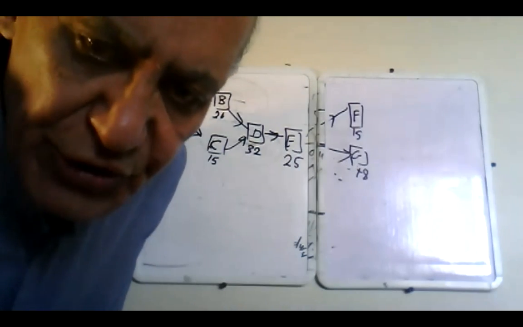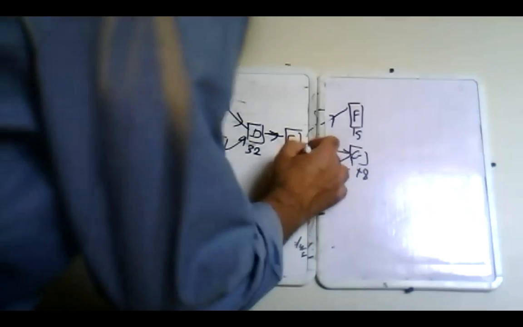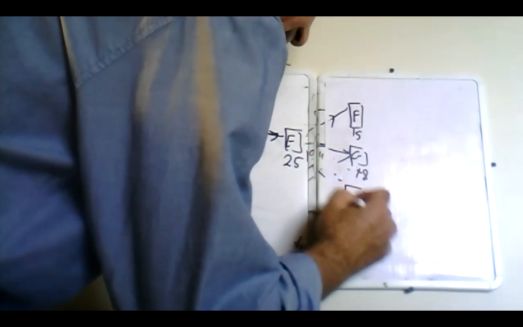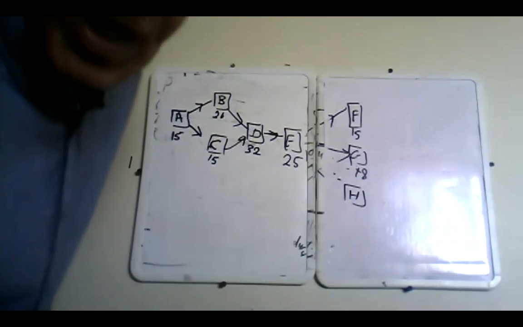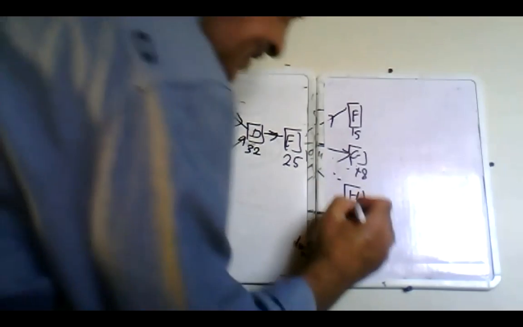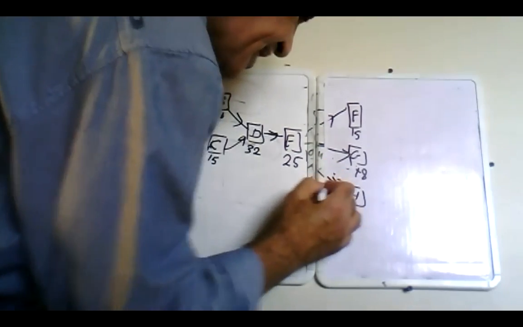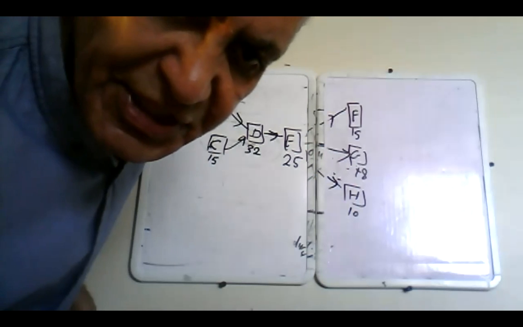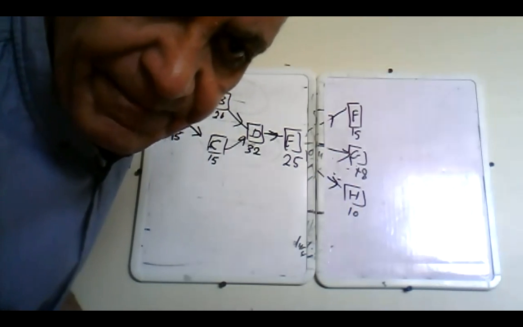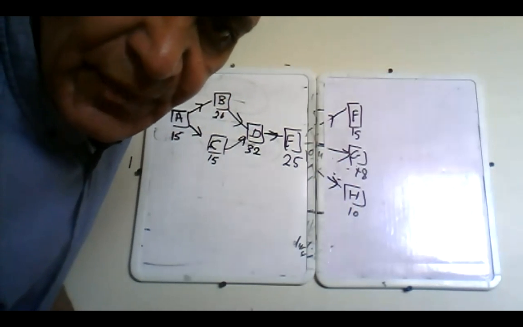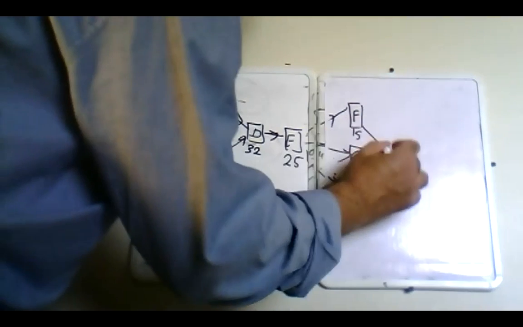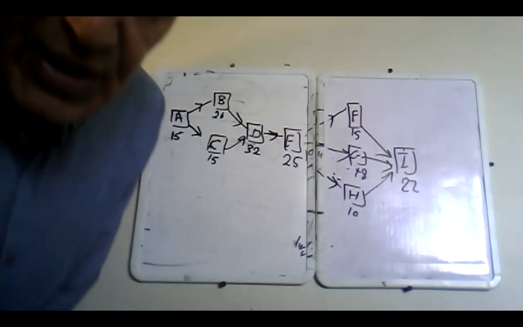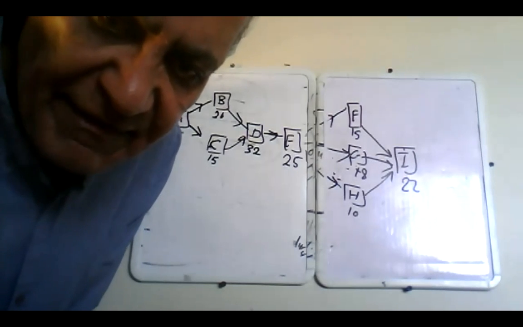Then we have also H, the stage H. How much is H? 10. And also exceeded by E. Then I, 22. Here is I, 22, and I is exceeded by 3 of them: F, G and H.